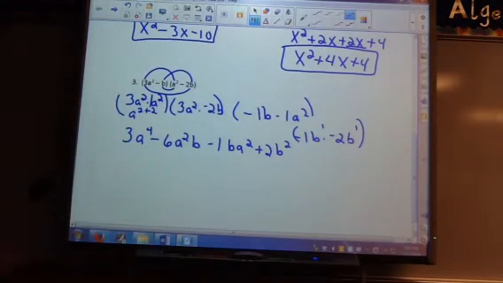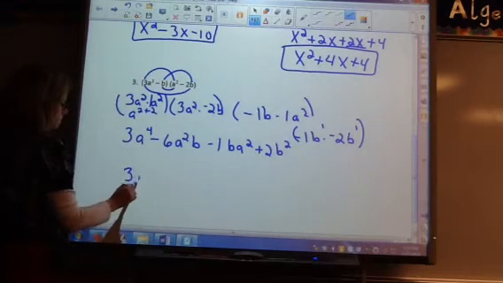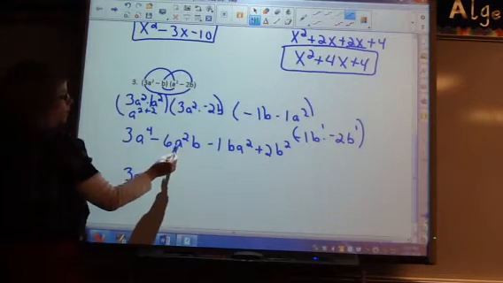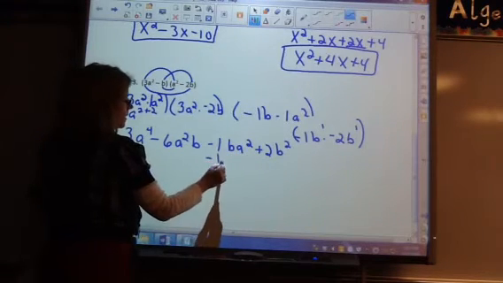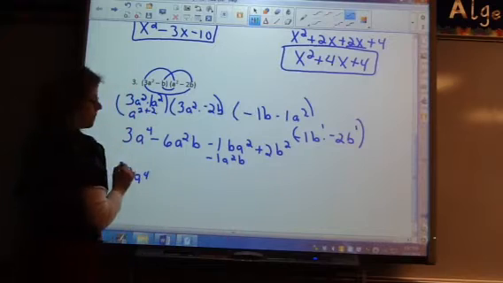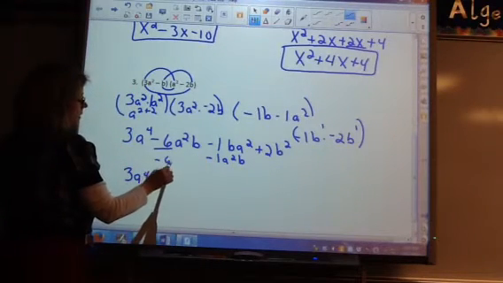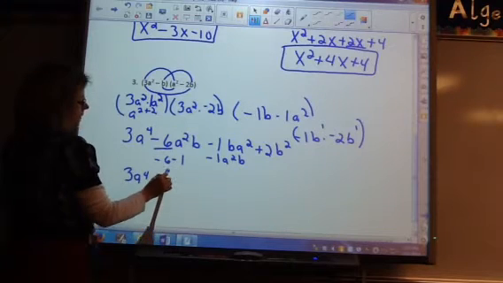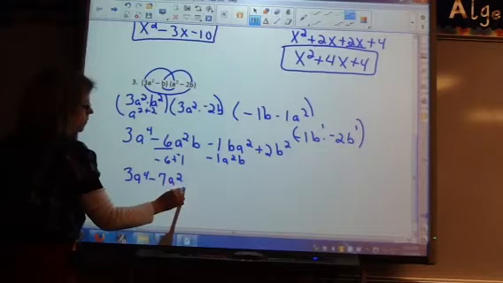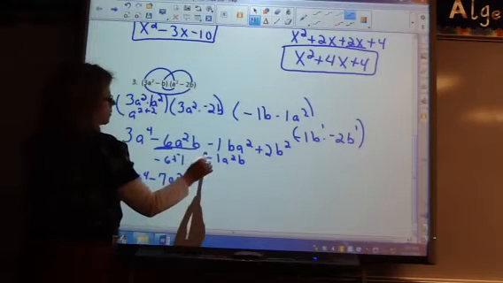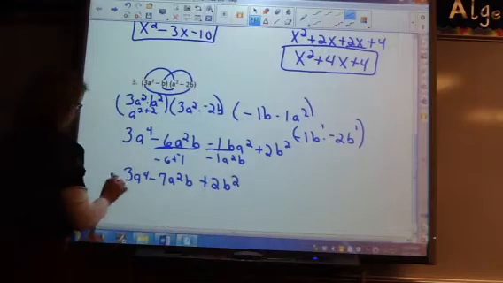All right, let's see if we have any like terms. A to the 4th? No. Okay, we have a squared b and a squared b. You can rewrite this as a squared b. So I have a negative 6 minus 1. Add its opposite. That gives me a negative 7 a squared b. So that's this one and this one. And then I bring down my positive 2b squared.